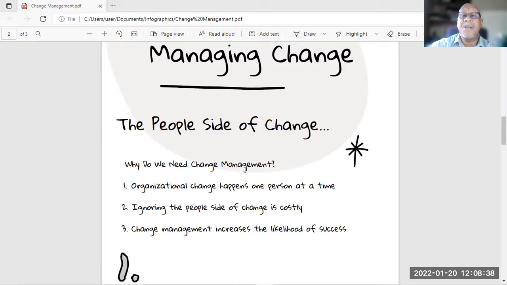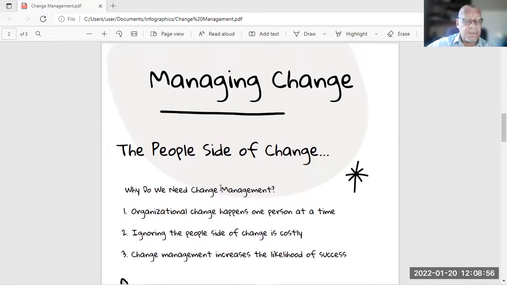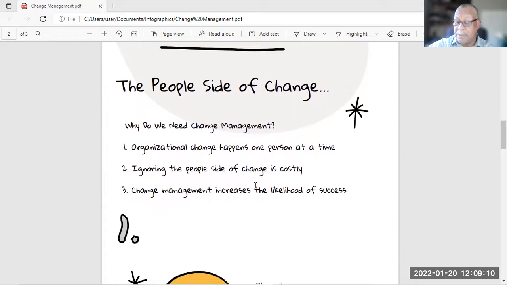Ignoring the people side of change is costly, absolutely. If people are not given the tools, support, and mechanisms to be successful, we've wasted their time, resources, and capital investments. Change management increases the likelihood of success. It certainly does. You have a method. I asked you previously if having the ADKAR model helps you begin to address some of the challenges, and about 30-40% of you said yes, it would. That's absolutely crucial.